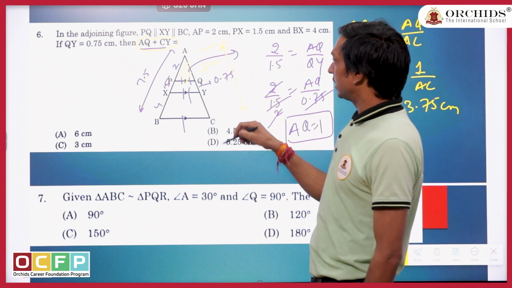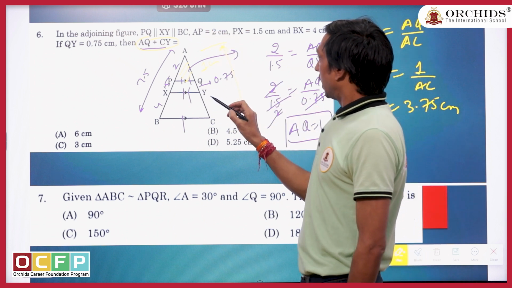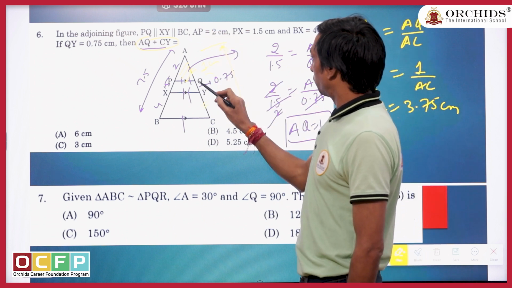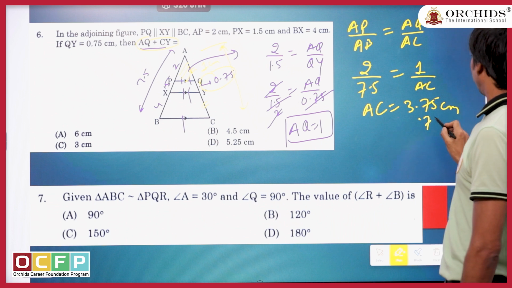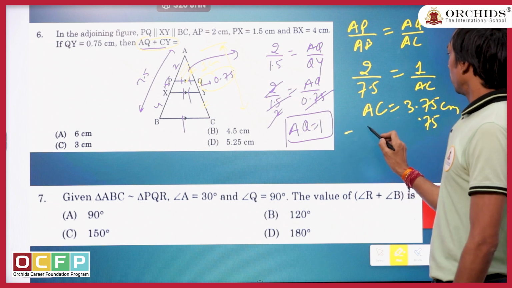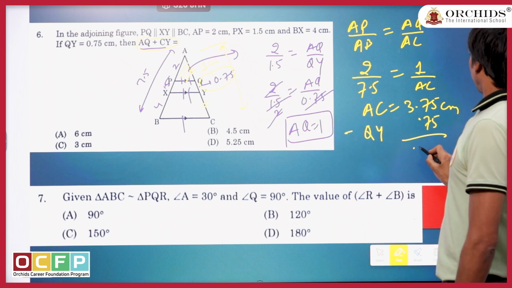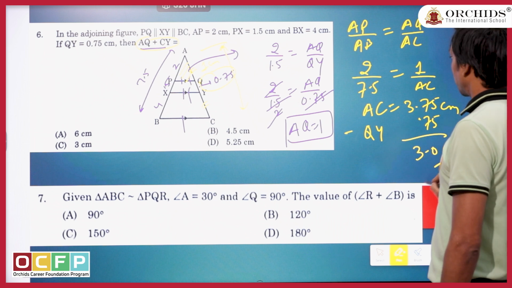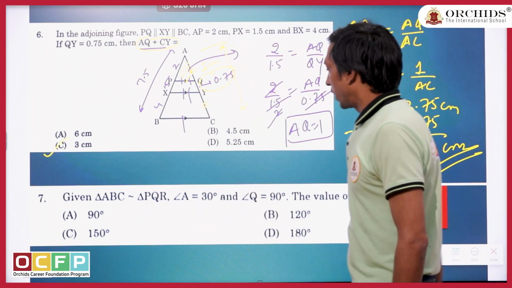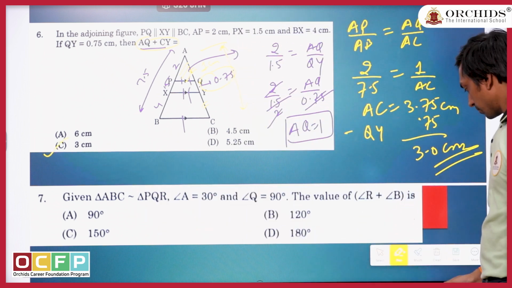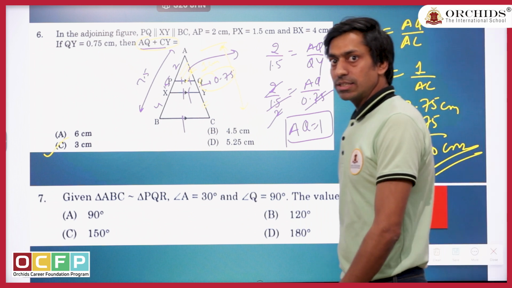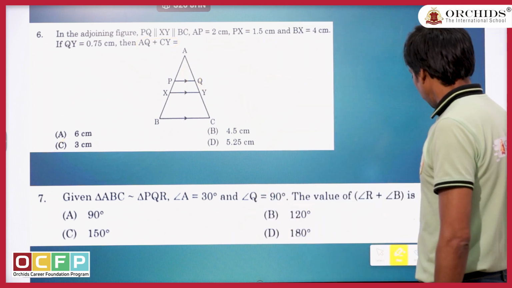But I'm not interested in full length AC. I'm interested in this segment plus this segment. So for that, I have to subtract 0.75, the length of QY, from this. So I'll get 3 centimeters. So the answer for this question is 3 centimeter. Clear? So the next MCQ we are having is the 7th question.